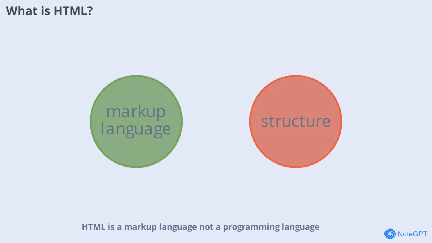HTML is a markup language, not a programming language. It structures content on the web, allowing browsers to display text, images, links, and more. Think of HTML as the skeleton of a website, giving shape and order to everything you see online. Without HTML, web pages would just be plain text files with no formatting or structure. This makes HTML the foundation upon which all other web technologies are built, including CSS and JavaScript. Understanding HTML is crucial for anyone interested in web design or development.